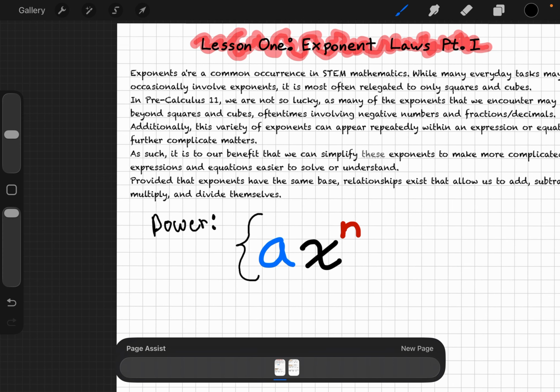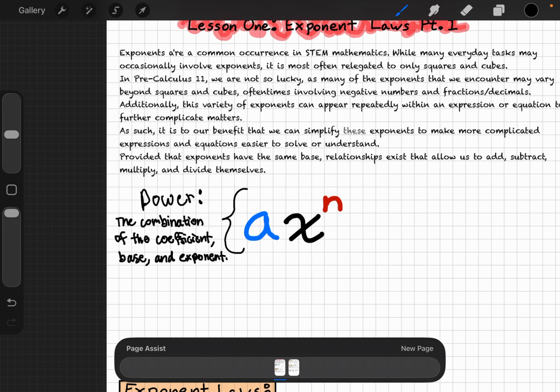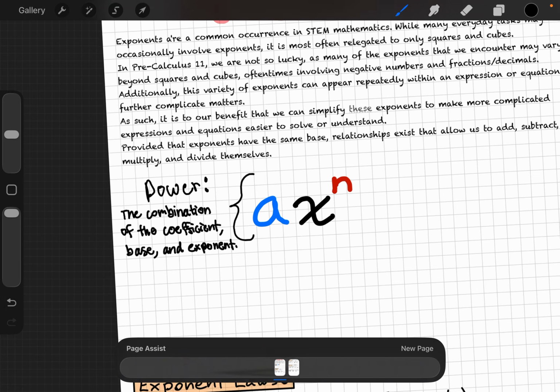It is the combination of the coefficient, base, and exponent. This entire thing is called a power. Let's move on.